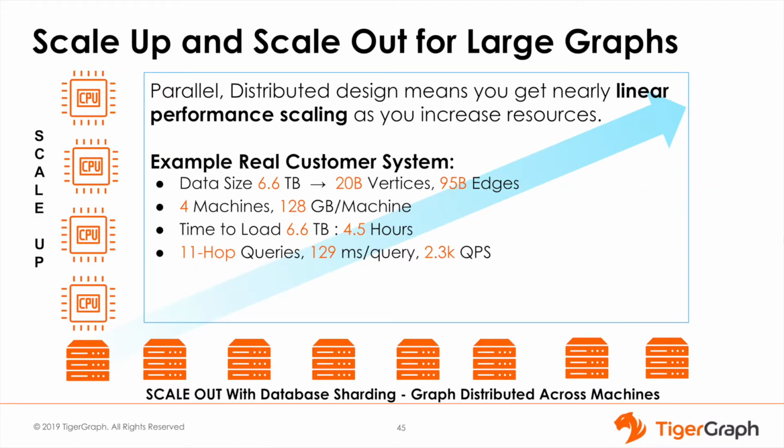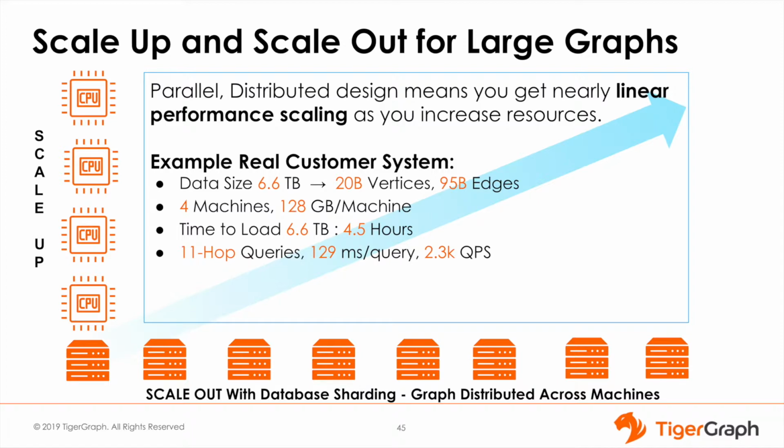Let's consider a customer deployment to see how this works. One TigerGraph customer has 6.6 terabytes of input data, resulting in 20 billion vertices, 95 billion edges with several attributes on each. To handle the deep link queries up to 11 hops and to achieve response times around 100 milliseconds, they chose machines with several CPU cores, giving the MPP engine the resources to work with. 16 or 32 cores are a common choice.